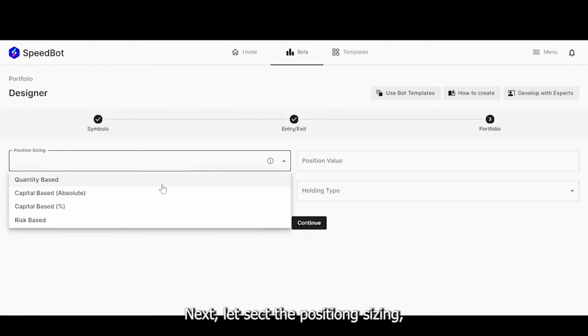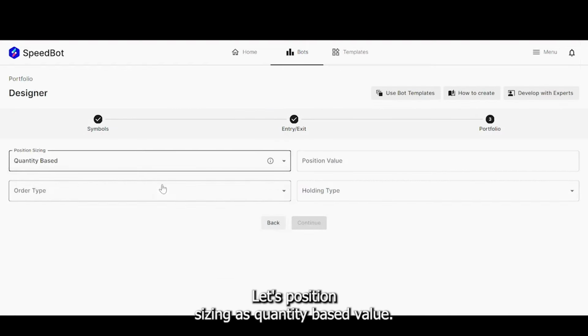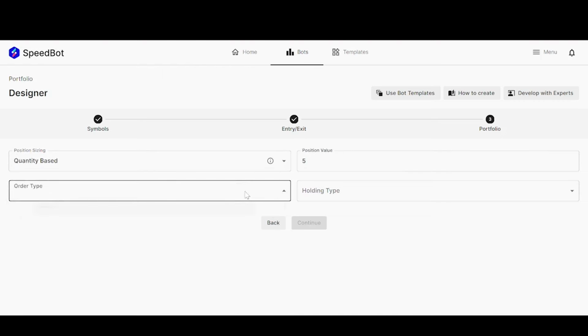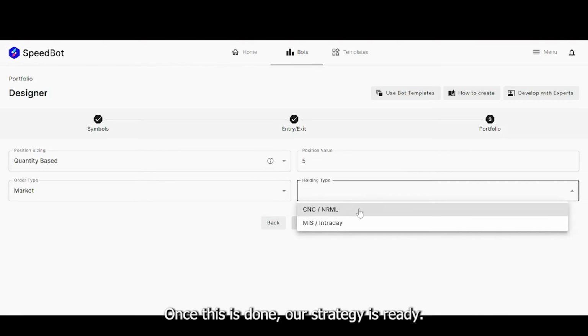Next, let's set the position sizing. Let's set position sizing as quantity based. Value 5. Set order type as market. Once this is done, our strategy is ready.